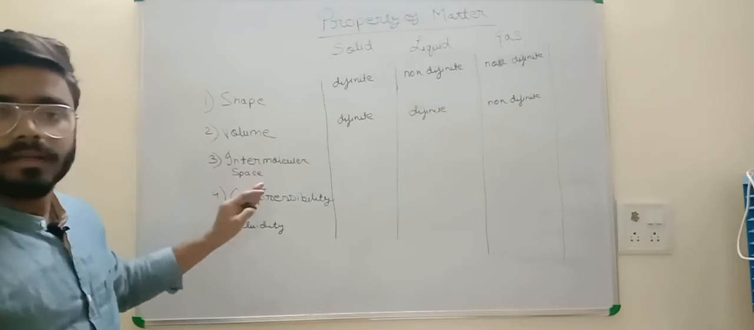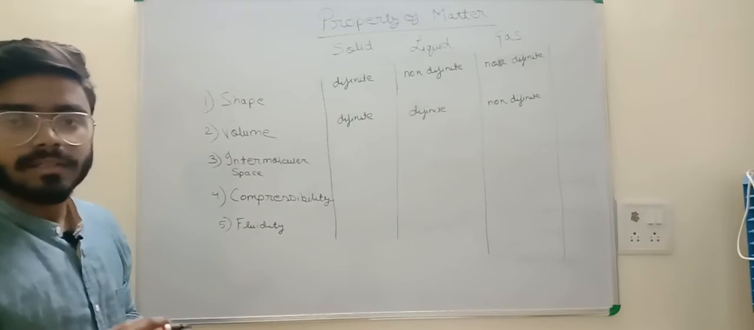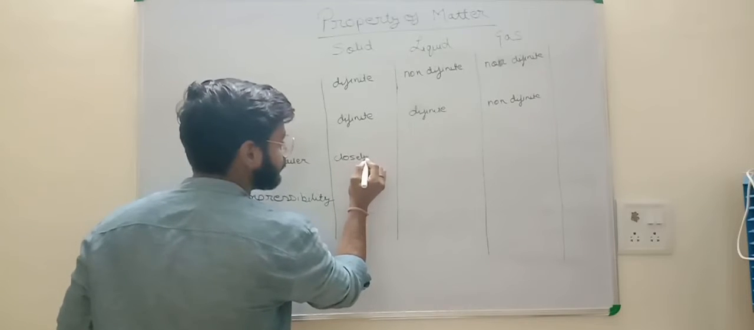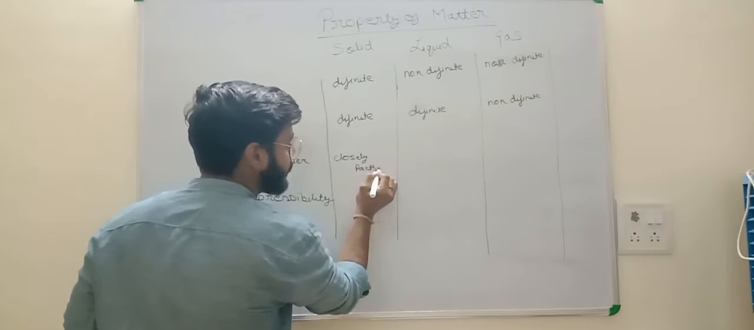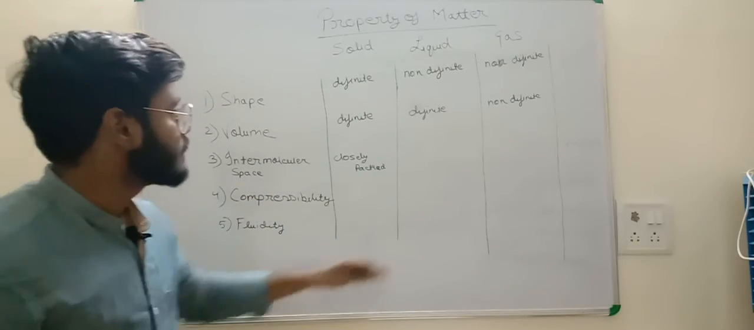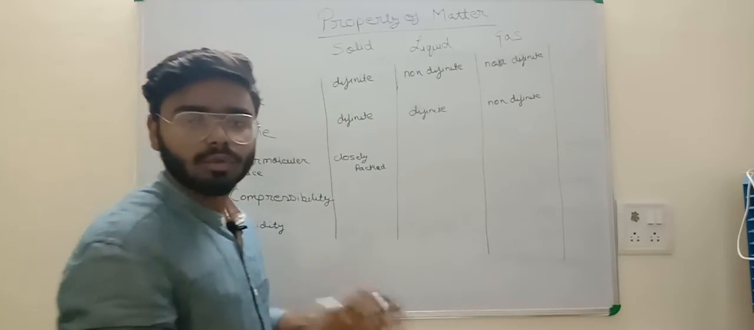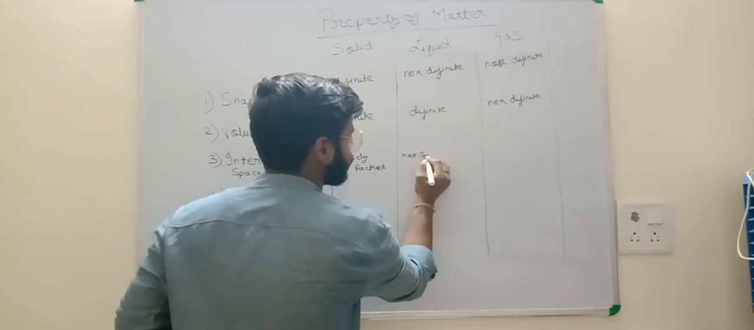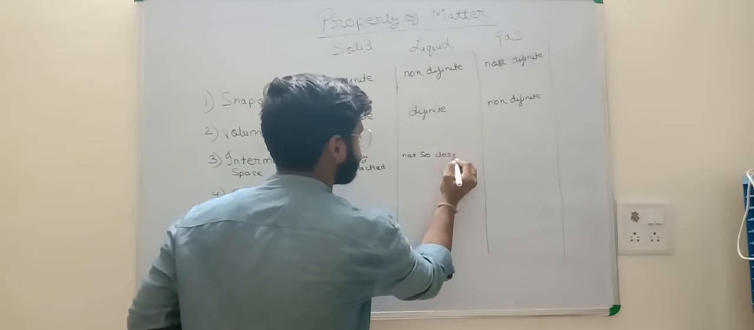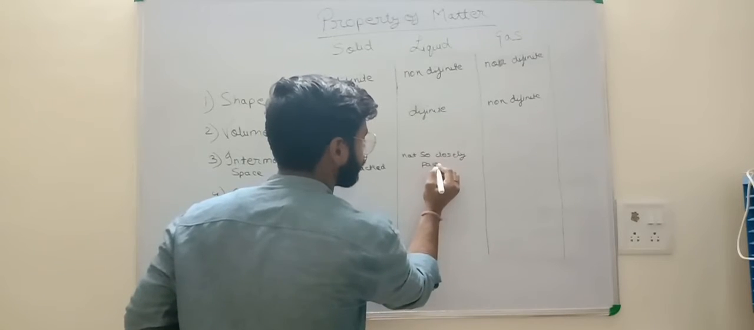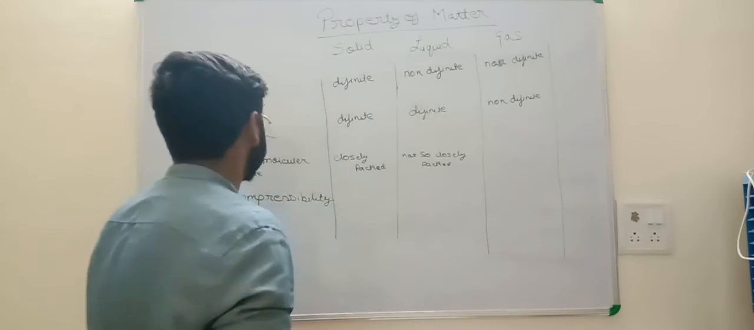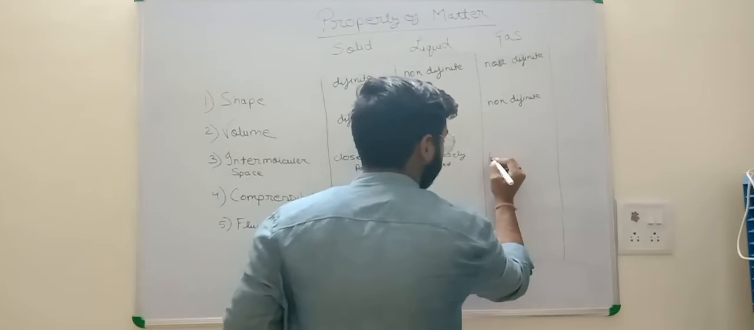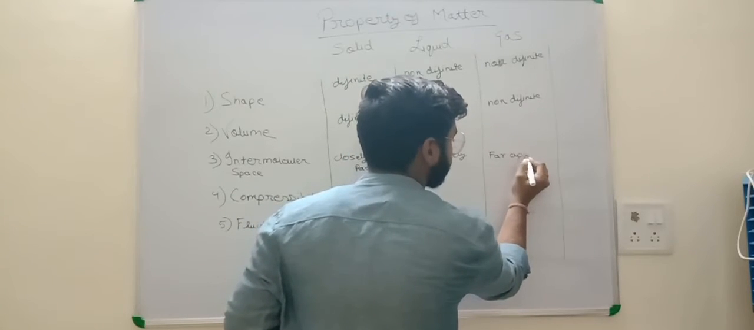Third property is intermolecular space. Solid has the least intermolecular space. So we will write closely packed. Second, liquid. Liquid is not so closely packed. It has some space. So we will write not so closely packed. Third, gas. Gas has a maximum intermolecular space. So we will write far apart.